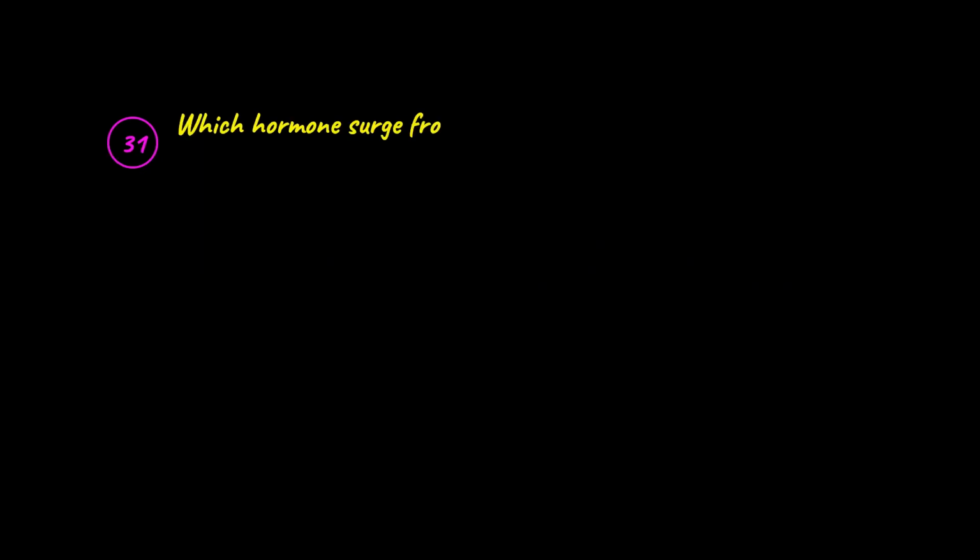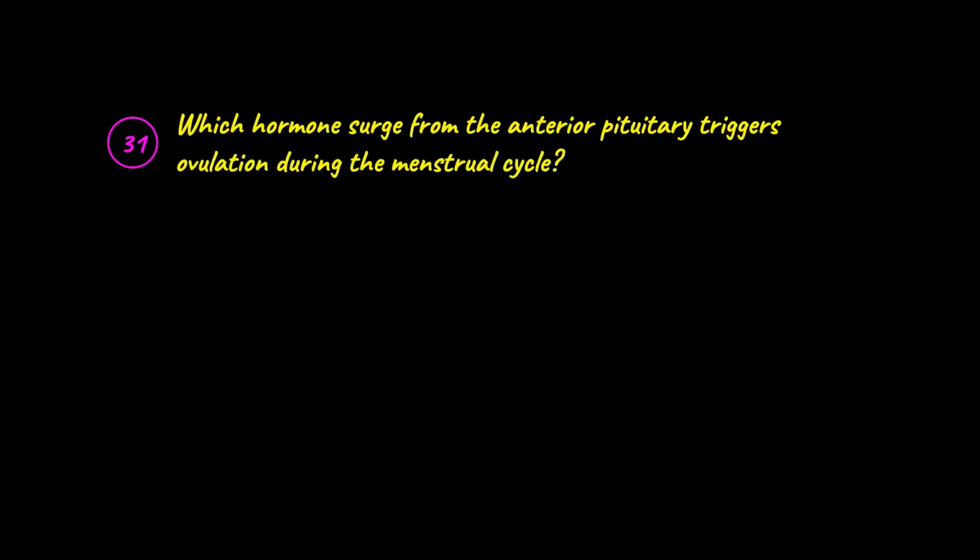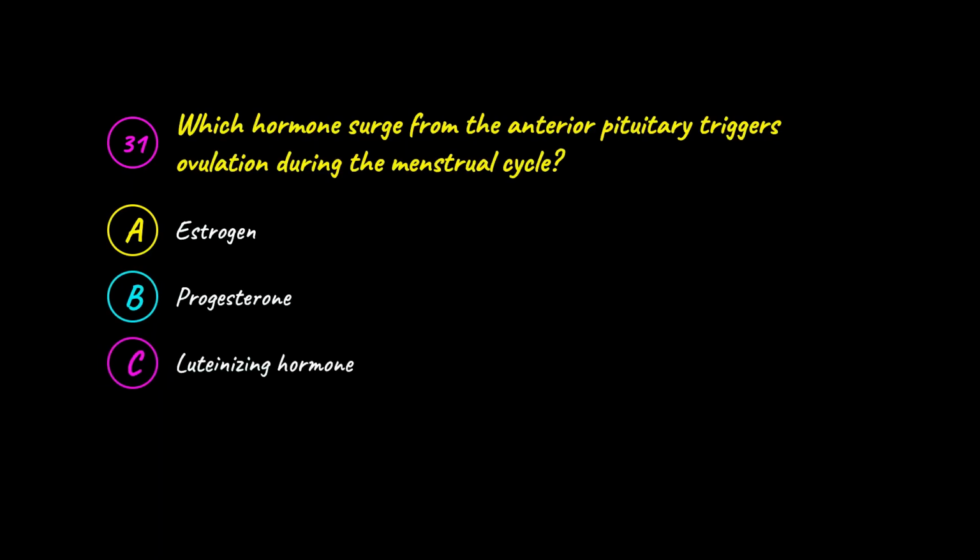Question 31. Which hormone surge from the anterior pituitary triggers ovulation during the menstrual cycle? Your options are A. Estrogen, B. Progesterone, C. Luteinizing hormone, D. Follicle stimulating hormone. Don't overthink it. Which one feels right?